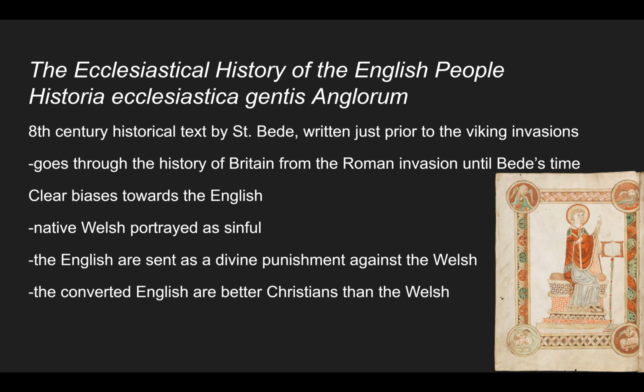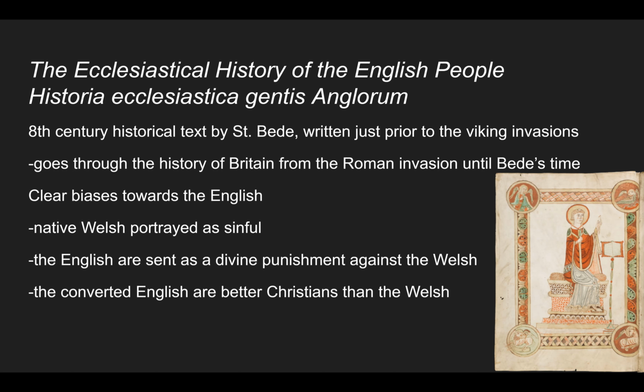And if we look over at Britain, of course, the most famous historical text from the Middle Ages is the Ecclesiastical History of the English People, written by a monk called Bede, living in roughly the Viking Age in the north of England. And again, while this is theoretically a simple account of the coming of the English into what is now England, as well as their conversion to Christianity, hence the ecclesiastical history part.